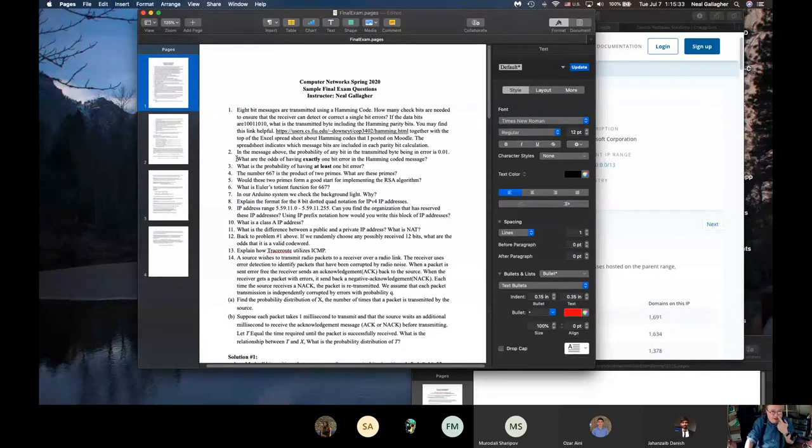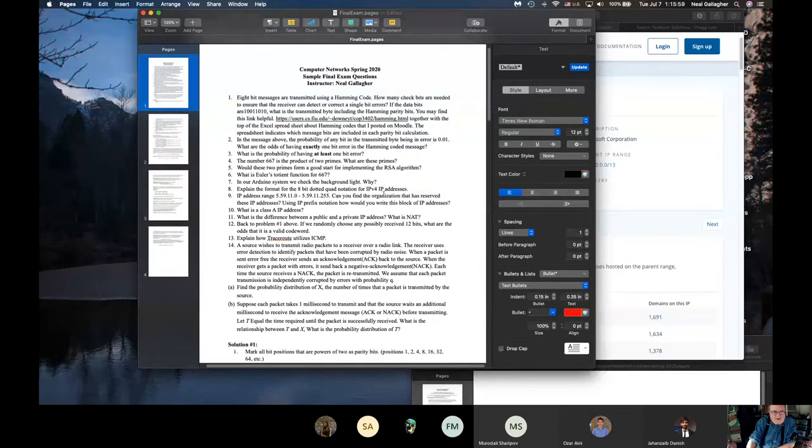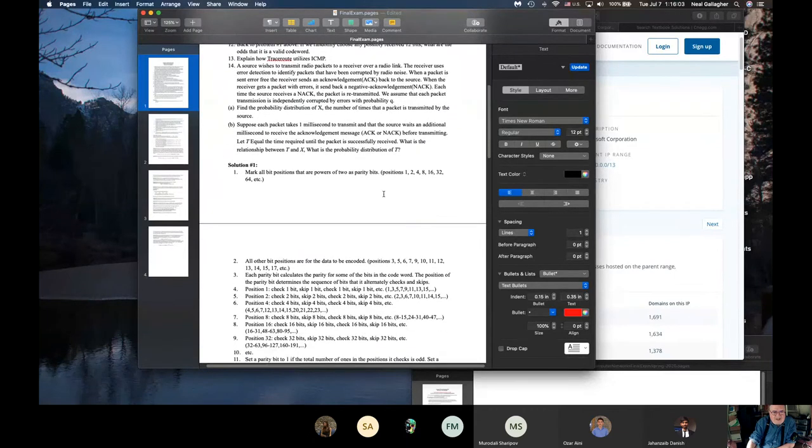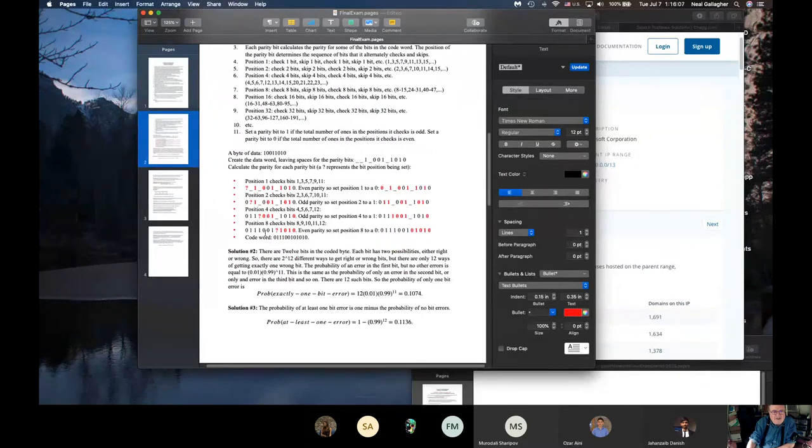I have some probability questions, and they're really straightforward probability questions. I say that if in this message above, the probability of any bit in the transmitted byte being an error is 0.01, what are the odds of having exactly 1 bit error in the Hamming code message? Well, you see how many bits there are in the Hamming coded message, and I have 12 of them here. So the first probability question is, what is the probability of having exactly one error? That means we have one bit in error and all the other bits are correct.